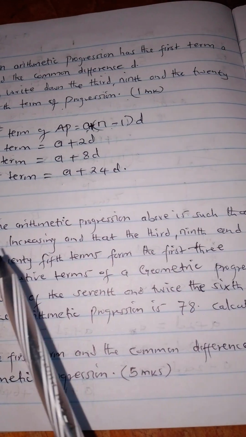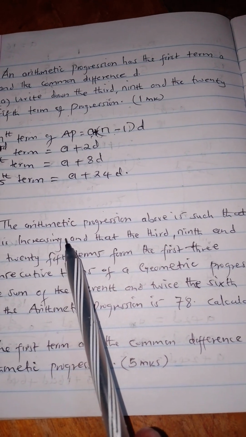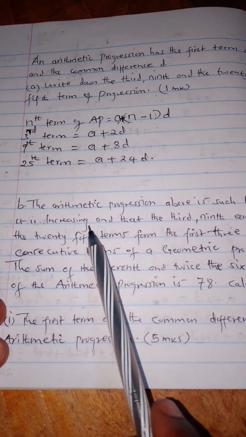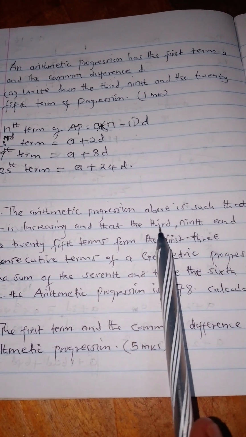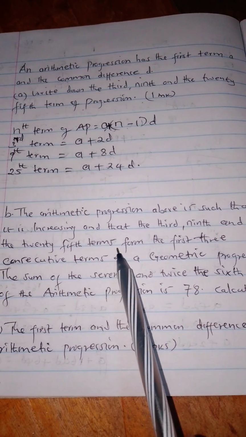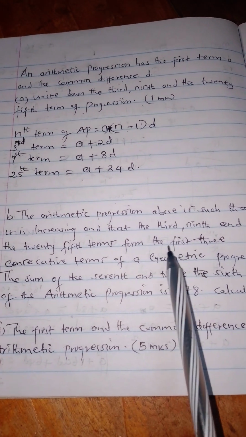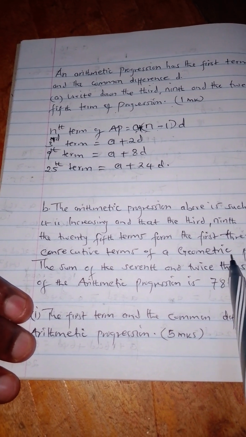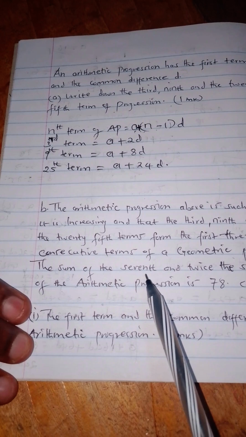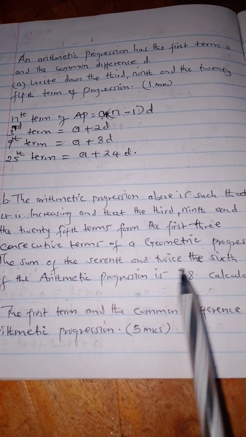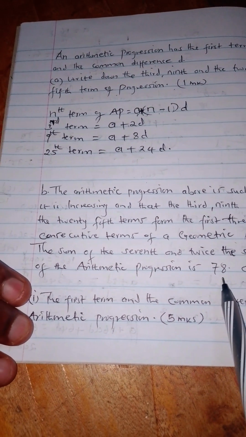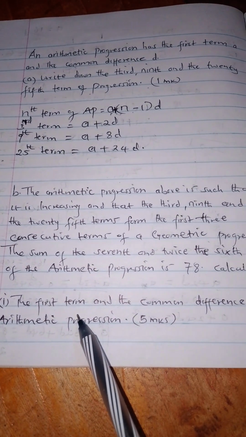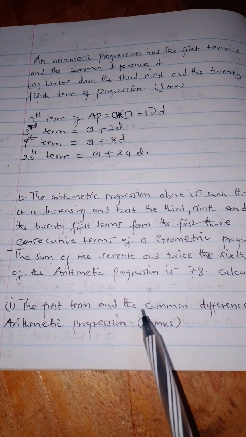Then question B: the arithmetic progression above is such that it is increasing, and the third, ninth, and 25th terms form the first three consecutive terms of a geometric progression. Then the sum of the seventh term and twice the sixth term of the arithmetic progression is 78. Calculate the first term and the common difference of the arithmetic progression.